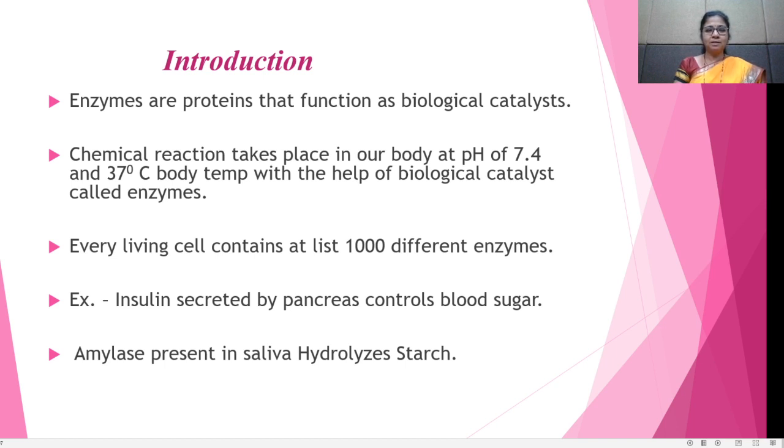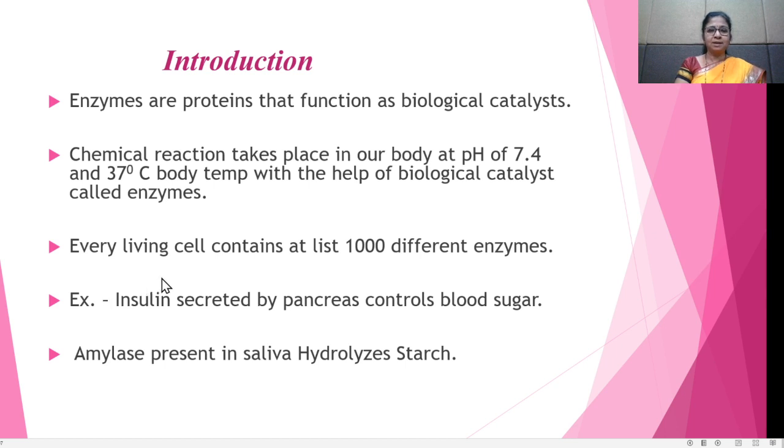In our body, a large number of biological reactions take place. These reactions take place at a pH of 7.4 and a body temperature of 37 degrees Celsius. At that temperature and pH, the biological chemical reactions take place in our body with the help of these biological catalysts, which are called enzymes. That means enzymes are biological catalysts and they are proteins.